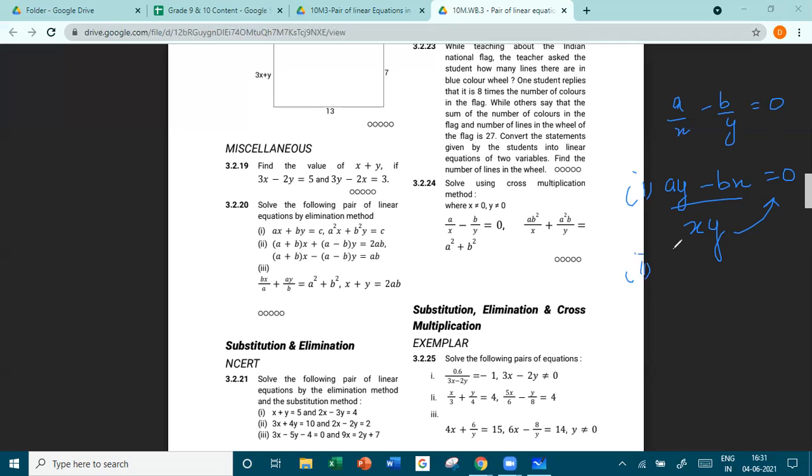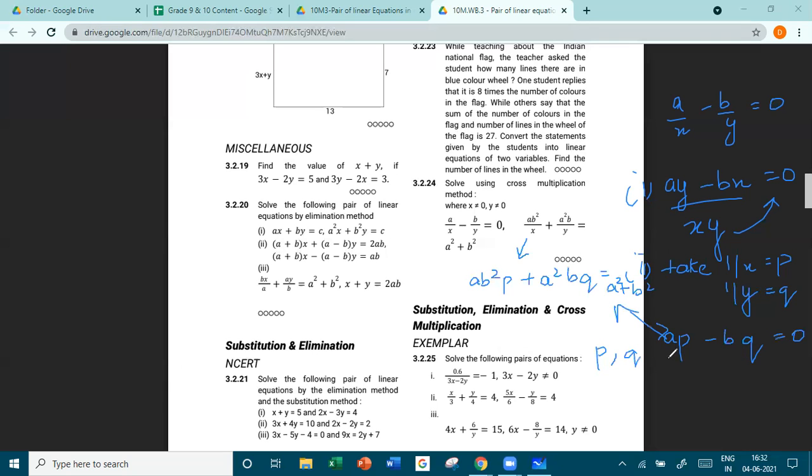Another method you could use is you could substitute it. Take 1 by x as p, so then it becomes ap, and take 1 by y as, say, q. So this would translate basically to, let me write it down, ap minus bq is equal to 0. So you solve the whole thing, and similarly you can substitute here also. So this would become ab square p plus a square bq is equal to a square plus b square. When you solve these two equations simultaneously, you will get the value of p and q.